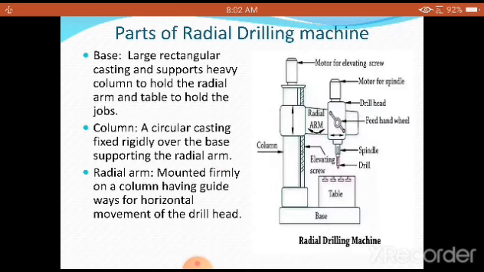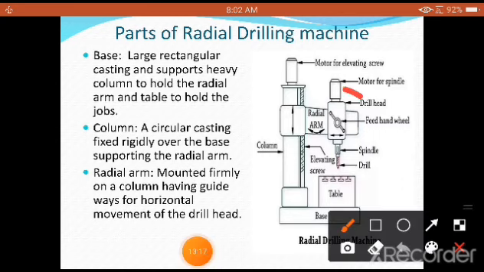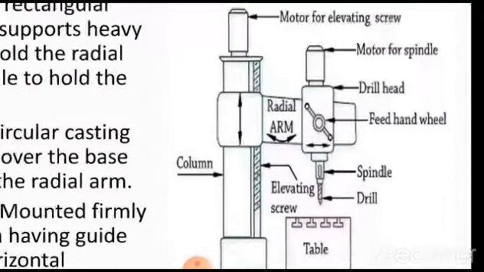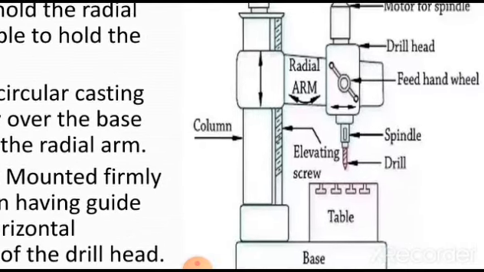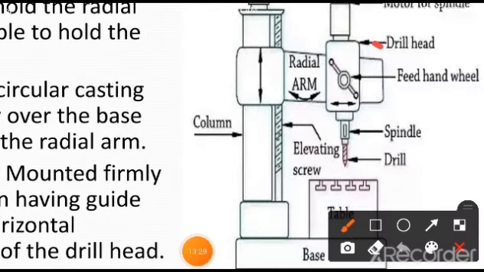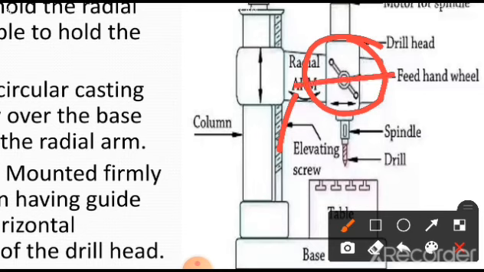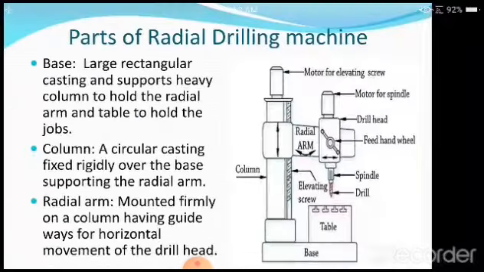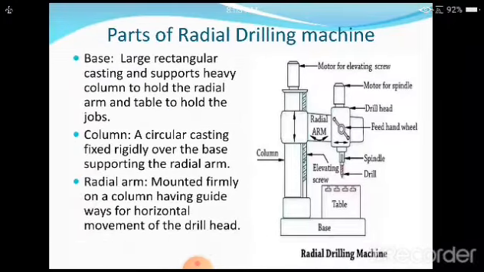So these guideways are provided on the radial arm itself, through which it is possible to move this entire drill head. This is called a drill head, and this radial arm is having the guideways, which were not shown on the sketch, through which it is possible to give the movement to the drill head towards and away from the column. That is the main function of a radial arm.